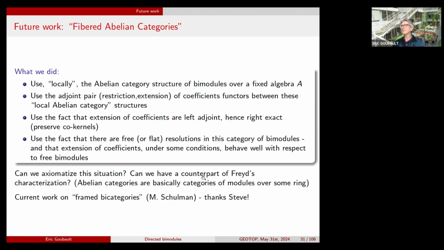Okay, and then also, as you see, what I use to have these exact sequences is basically a local abelian structure plus some sort of functors that change coefficients, which have nice exactness properties, and that's been considered in this area framed by categories by Mike Schulman. I'm pretty sure we can find the sort of axiomatics that would be a part of Freyd's characterization of abelian categories. So for locally abelian categories, I need to have these exact sequences. I think they can be linked to these framed by categories.